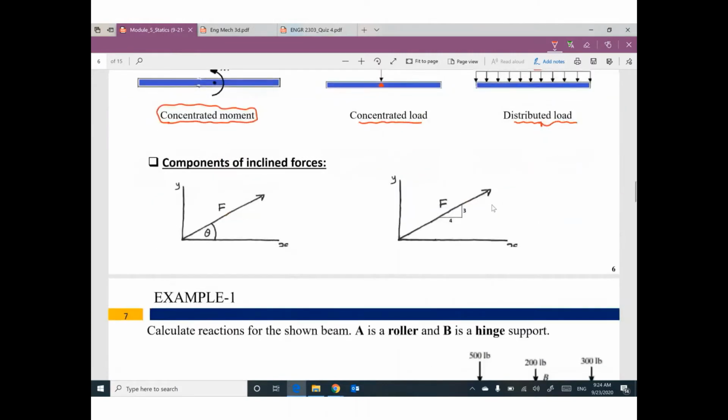Just to remind you, if you have a force which is inclined, we don't like inclined forces. All the time your force must be horizontal or vertical. So if you have an inclined force, we need to figure out the horizontal and vertical components. And you remember that from the first week. If you have a force and a given angle theta, the component adjacent to the given angle will be cosine. So this one will be F cosine and the other one will be F sine.